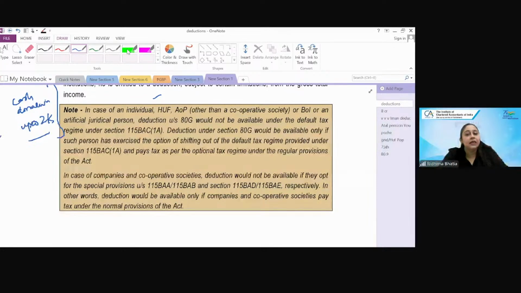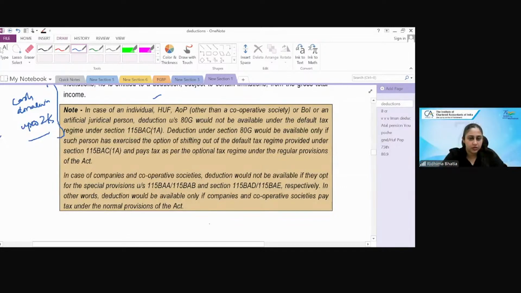Then you cannot claim double deduction. If you're making a donation into any fund where you're also claiming your section 35 deduction or section 37 deduction, and you're claiming it here too, that is not allowed. But what are the maximum donations allowed? First, ma'am, please help us understand that. Okay, so first let's understand what are the maximum donations allowed.